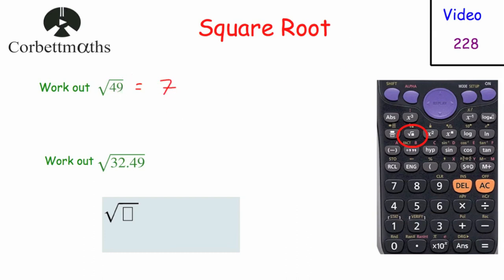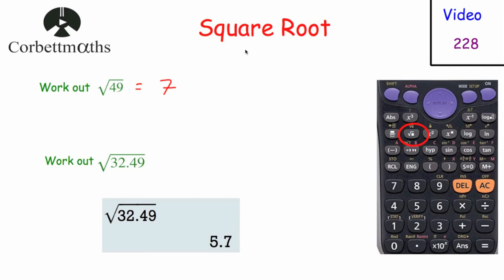And it is a calculator paper, so make sure that you know where the square root button is on your calculator. Mine is this button here. It's got the little square root and a little white square beneath it. If I wanted to work out the square root of a number, I would press that button to get the square root symbol, and then type in the number. So if my question said to work out the square root of 32.49, I'd press that button, type in 32.49, and then press equals, and it would give me my answer of 5.7.